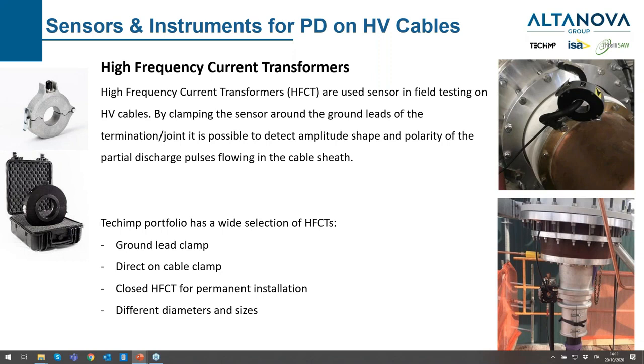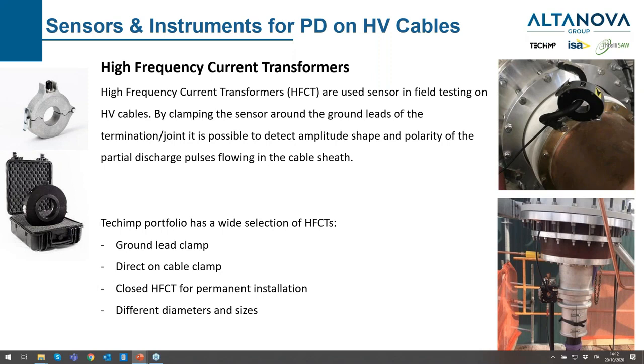And from a site testing point of view, it's a very useful sensor because of its flexibility and because of the information that we have. The PD pulse with this high frequency current transformer brings to the testing engineer, to the testing team, a lot of information. Those can be very helpful for the diagnostics of the measuring session.